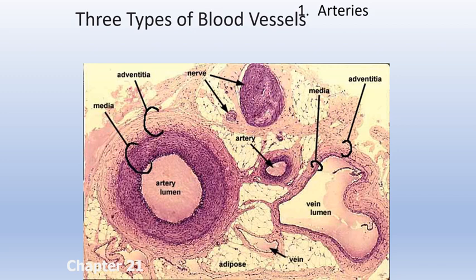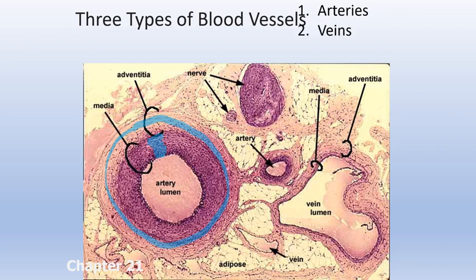So there are arteries. They're usually very nice and plump and juicy and round, like this artery right here. And they tend to have a lot of smooth muscle because they do a lot of contracting. And a certain type of artery called an arteriole controls blood pressure.